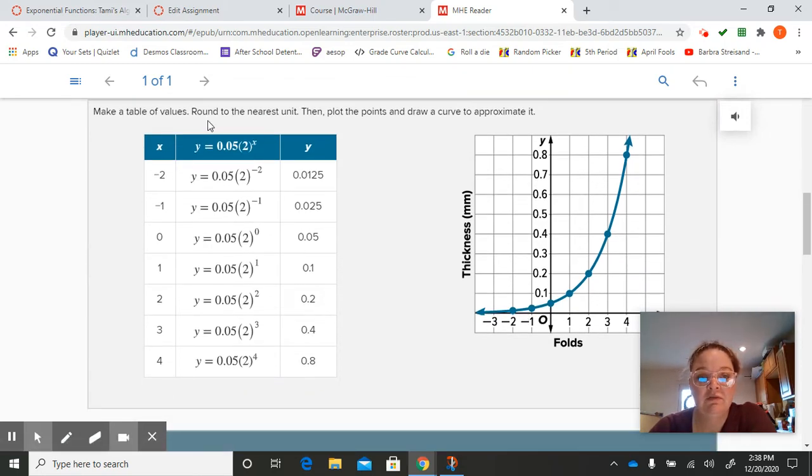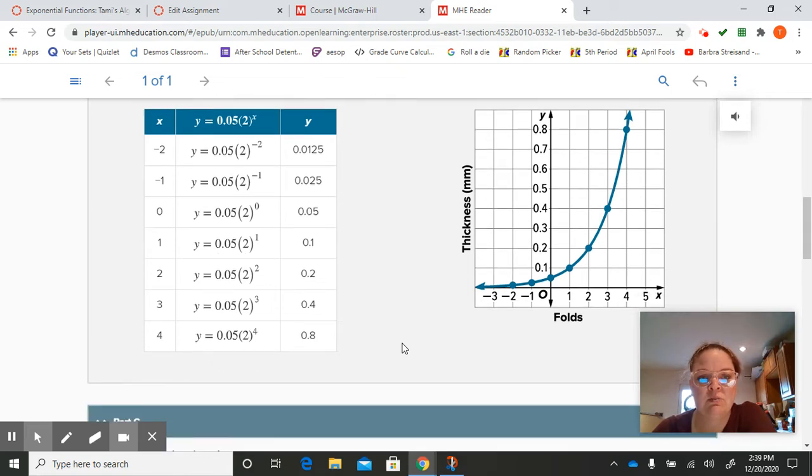So we make a table of our values, use some negative numbers so you can see all of the graph. And we put in our numbers for x. We already did when x is 0. That's our y-intercept. And then we put in some positives, and we can see a nice curve happening here. And as you get more and more folds, notice it gets exponentially thicker. I don't think that's the correct English way to say that, but you guys understand what I'm saying.